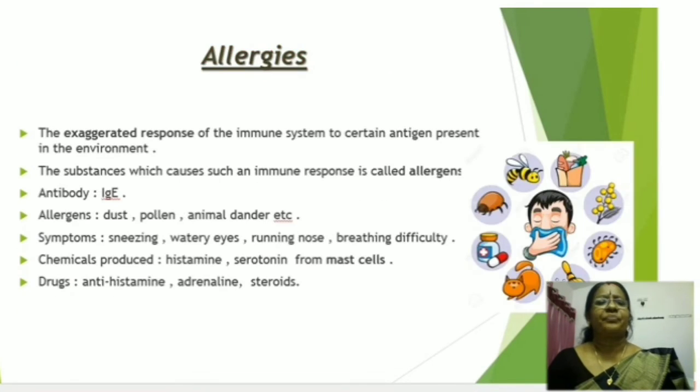So the next slide is allergies. The exaggerated response of the immune system to certain antigens present in the environment is called allergy. The substance which causes allergy is called an allergen. The important allergens are dust, pollen, animal dander, etc. The immunoglobulin or antibody involved here is IgE. The important symptoms are watery eyes, running nose, sneezing, breathing difficulty, etc. The chemicals produced from mast cells are serotonin and histamine. The drugs prescribed here are antihistamine, adrenaline and steroids.